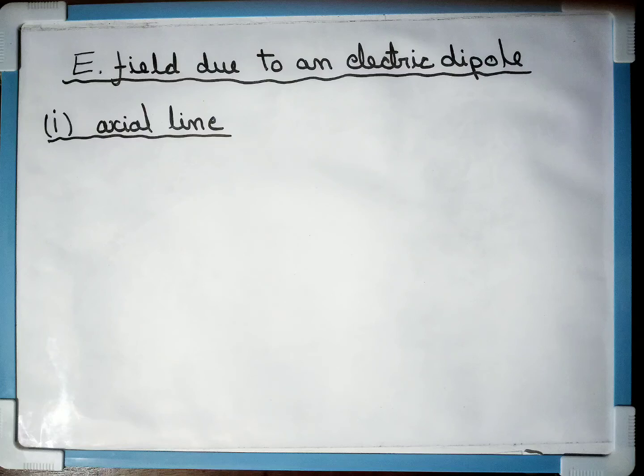Now we shall find the expression for the electric field due to an electric dipole at a point on the axial line. Now we consider an electric dipole, which is a system of two point charges which are opposite in nature and are separated by a finite distance apart. So here we have two point charges, minus q and plus q.